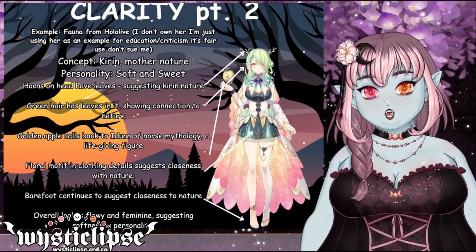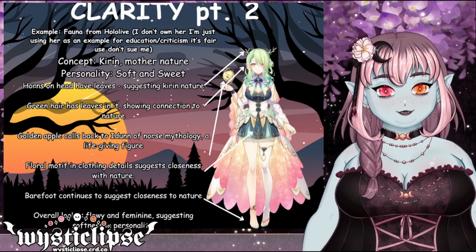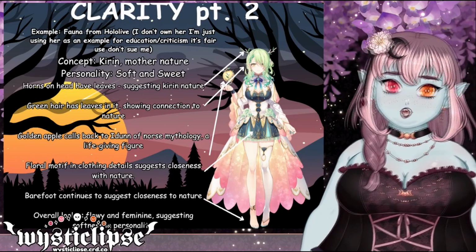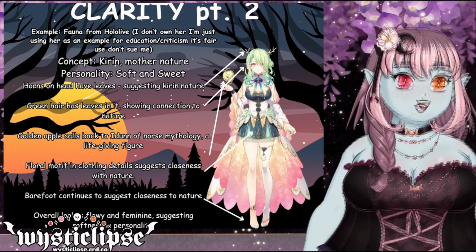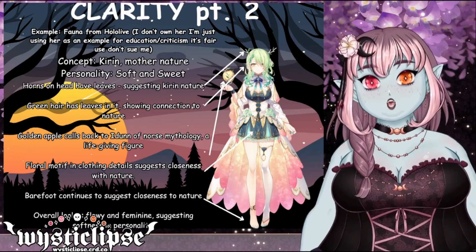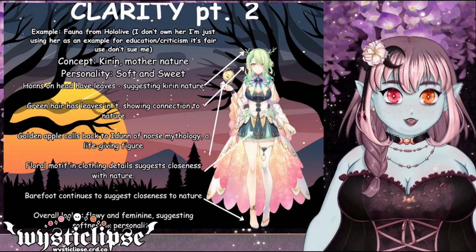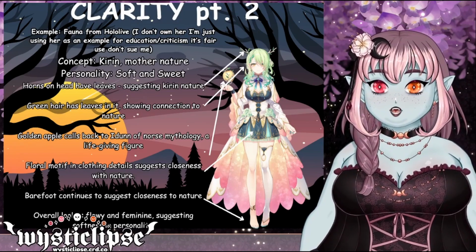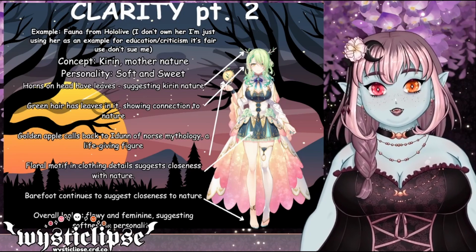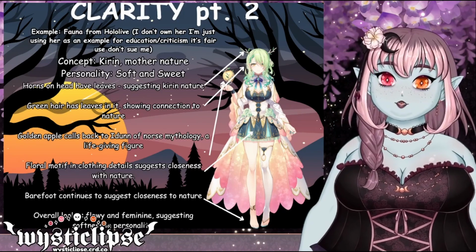Next, her floral motif goes through her entire clothing. I don't know what that golden design is called off the top of my head. I know it's like a French motif of some sort, but it flows through the entire design and is repeated multiple times. It suggests the closeness with nature, and it also suggests gentleness and femininity.